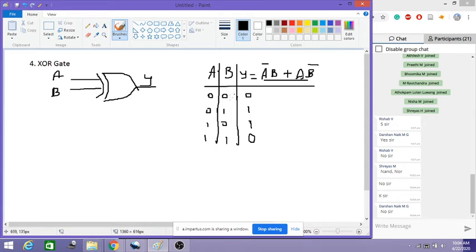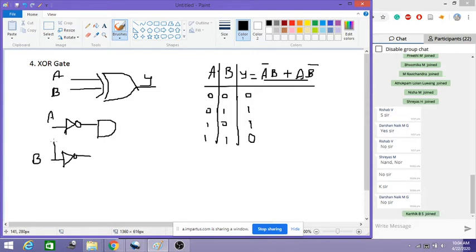So XOR gate, the expression is A bar B plus A B bar. If you want to construct this using our basic gate, how does it look like? Now for example, I have A input. I can construct this using basic gates as I told. So this is my A input. I'll use one more NOT gate. So this is my B input. So I'll use my AND gate now. So I'll take this A bar with B. So now this is my A bar B.